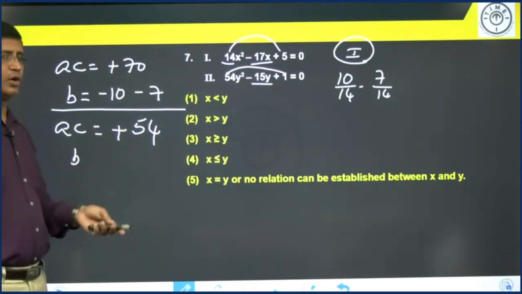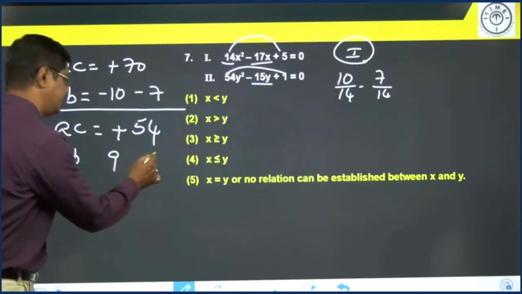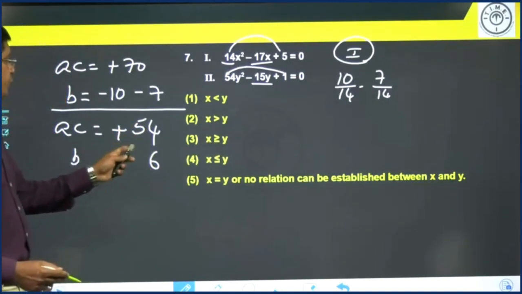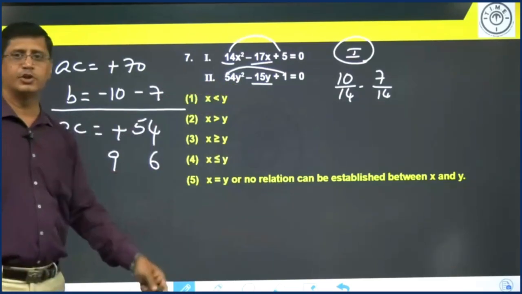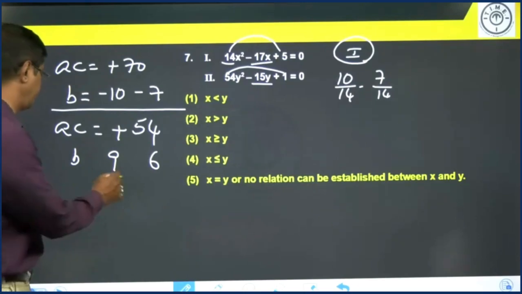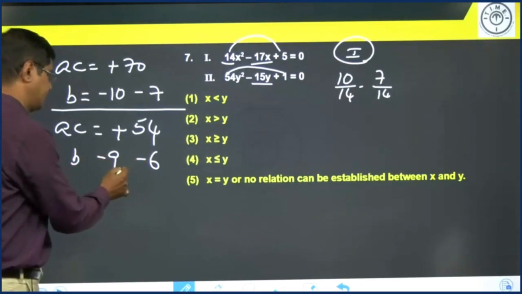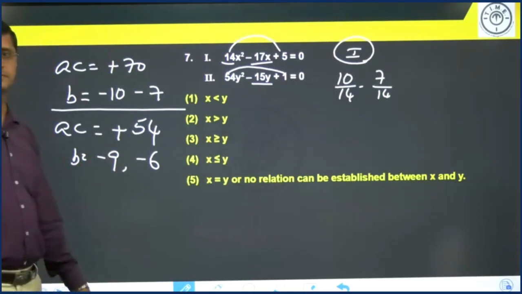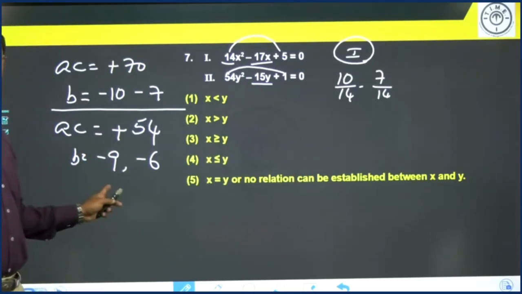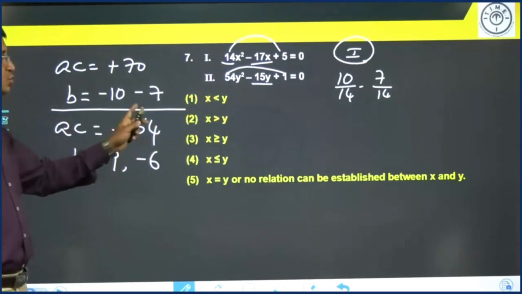54 means 6 into 9. 9 into 6 is equal to 54. 9 plus 6 is equal to 15. So what is the value here? Minus 6, minus 9 are the two factors. Minus 6 minus 9, sum of these two is minus 15, product of these two is 54.